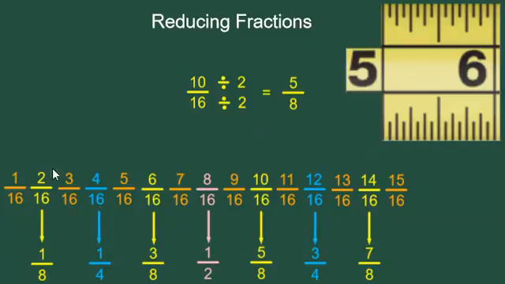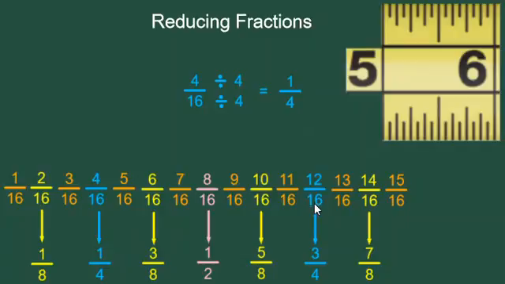Here's an example of one of the blue fractions. 4 sixteenths. 4 and 16 have a greatest common factor of 4. So I divide top and bottom by 4 and I get 1/4. 4 sixteenths of an inch is the same as 1/4 inch.